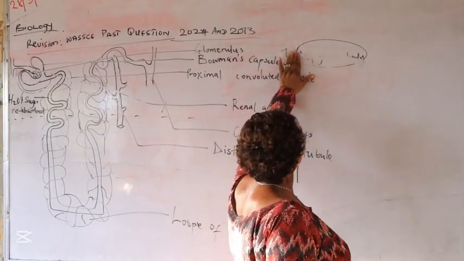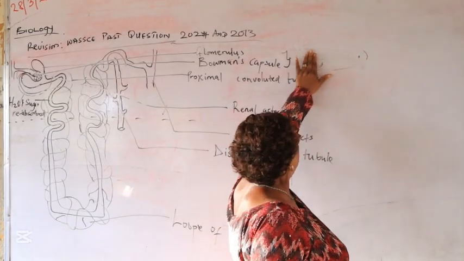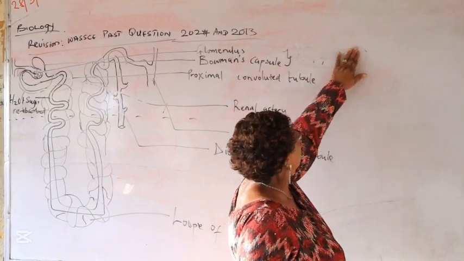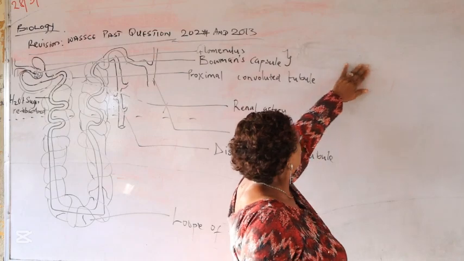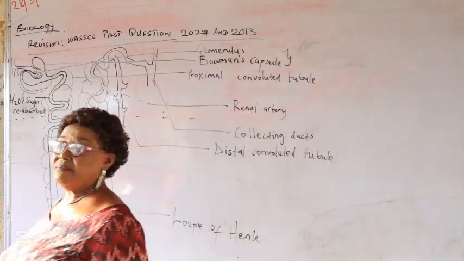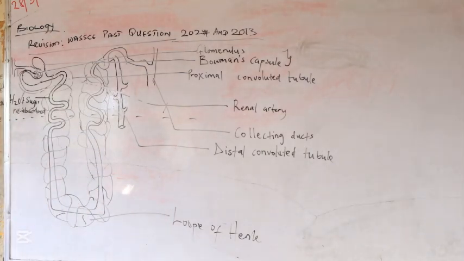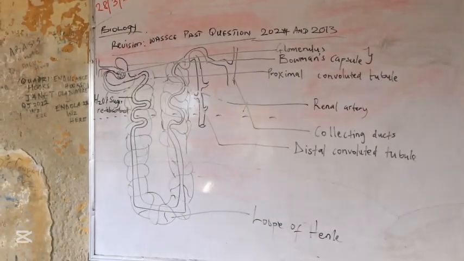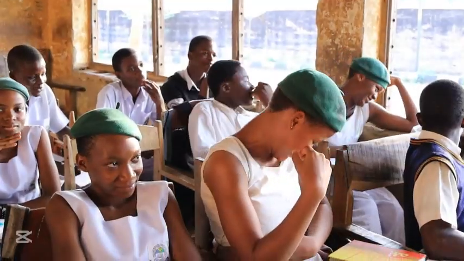Malpighian body. There is only one specific area within the body of an animal that you will come across the word Malpighian. Where?